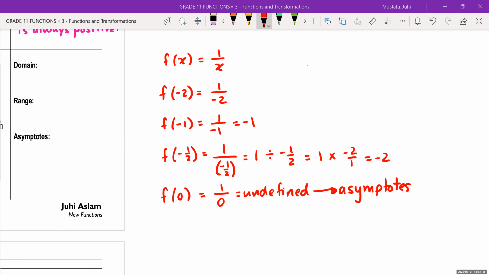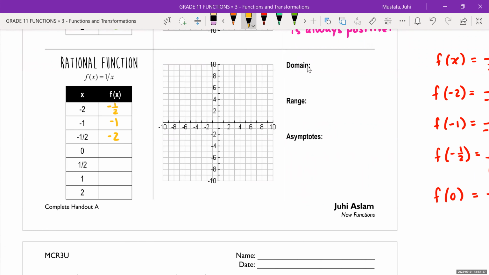Okay, so what am I going to write for that? I'm just going to write undefined or UND or just leave it blank, doesn't matter. Do the same thing for all the positive numbers. So 1 over 1/2 is going to give me 2, and you can actually work it out and see how you get that. 1/2.